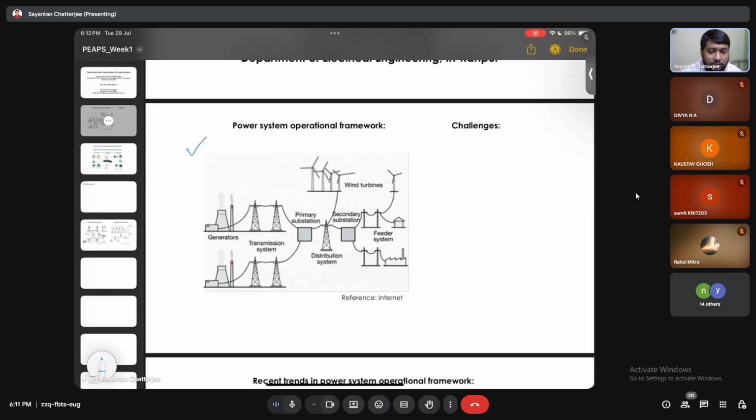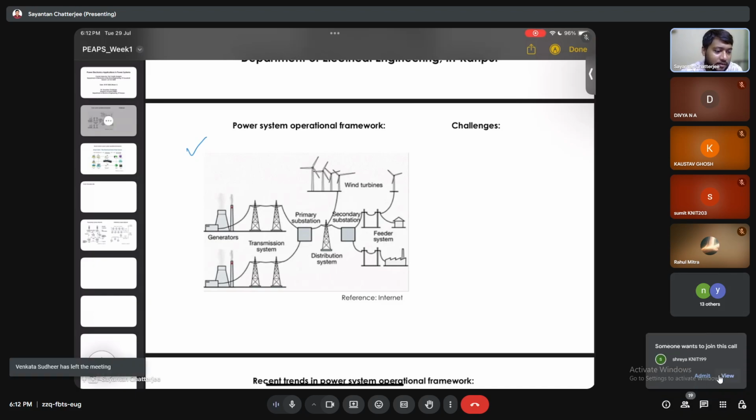So anyone, what's the basic difference that we are observing from the image shown here and the current power system scenario? Please feel free. No such things will be judged or anything like that. Trying to learn.